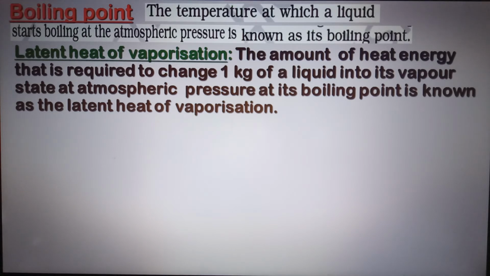and that heat which is continually absorbed is not indicated by the thermometer. Why? Because this heat, whatever is continually given, is used to convert liquid into gaseous form or vapor form, hence unnotified heat or hidden heat. This heat is called latent heat of vaporization.